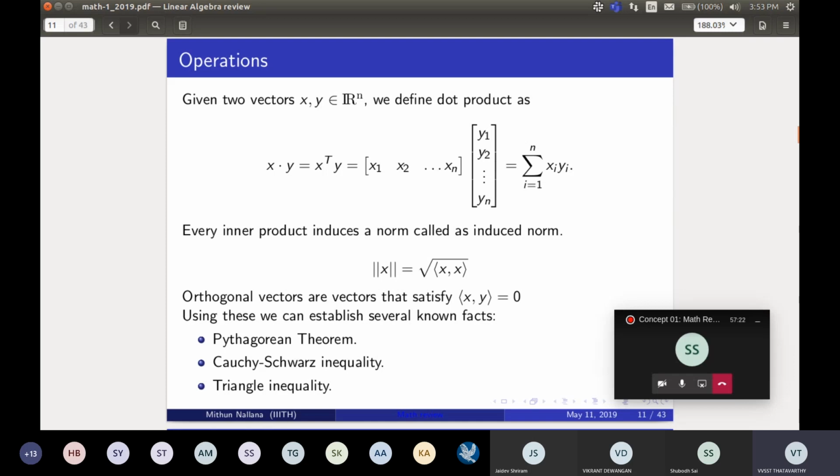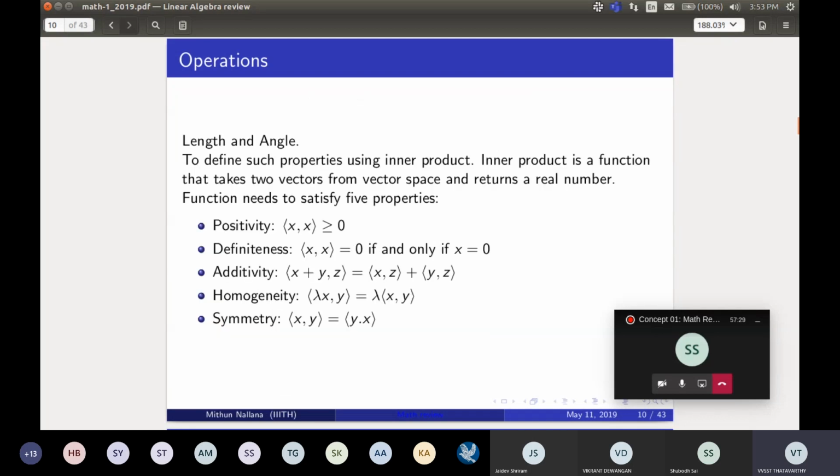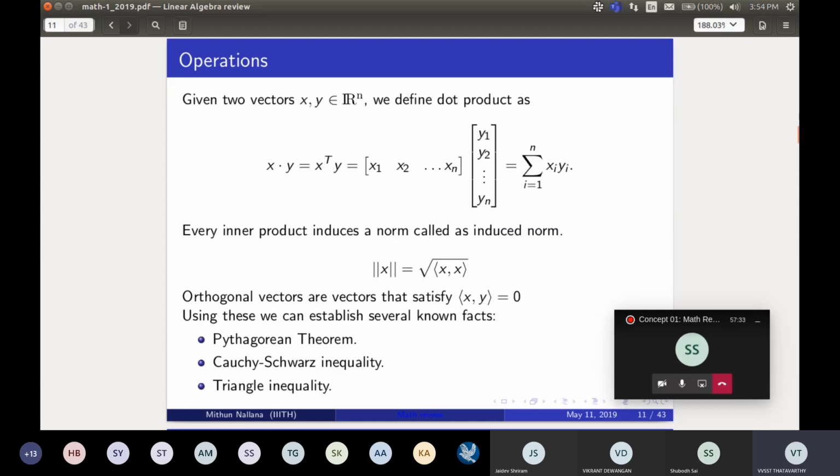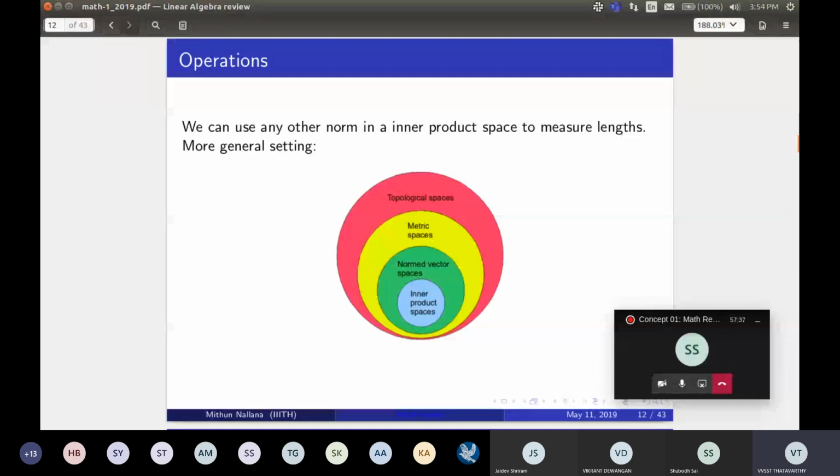So there are other ways we can prove the Pythagorean theorem or Cauchy-Schwarz inequality and the triangle inequality using these kinds of notations. I mean, you represent the same points and vectors as matrices, and then you take the norm, and then you can prove all of these theorems also.